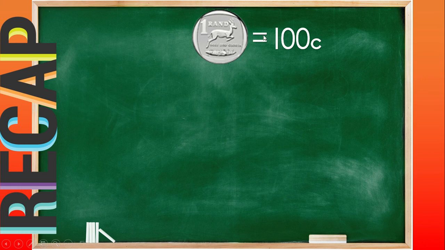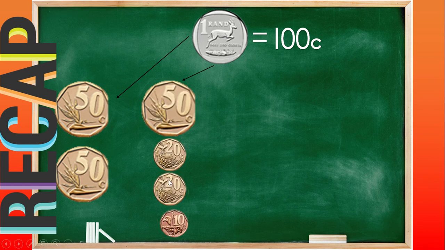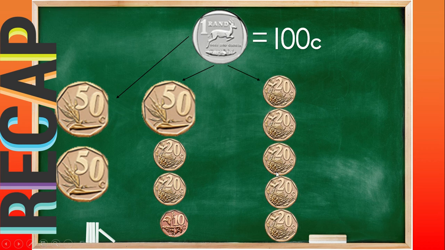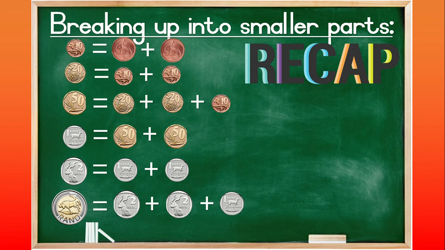So let's do a quick recap. We know 1 rand equals 100 cents. Therefore, it can be broken up into 2 50 cents, 50 cents and 2 20 cents and 1 10 cent, 5 20 cents or 10 10 cents. We know breaking up money into smaller parts is the most basic way. A 10 cent can be 2 5 cents, a 20 cent 2 10 cents, a 50 cent can be 20 cent, 20 cent and a 10 cent, a 1 rand can be 2 50 cents, a 2 rand can be 2 1 rands, and a 5 rand can be 2 2 rands and 1 1 rand.